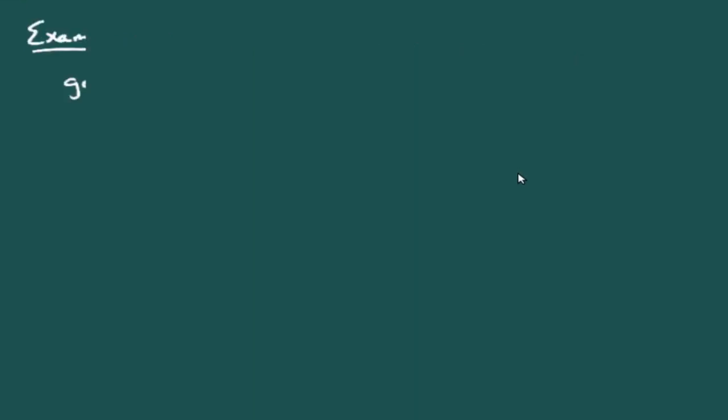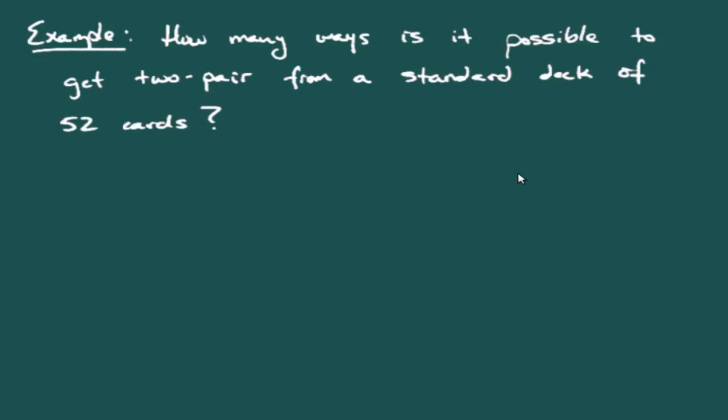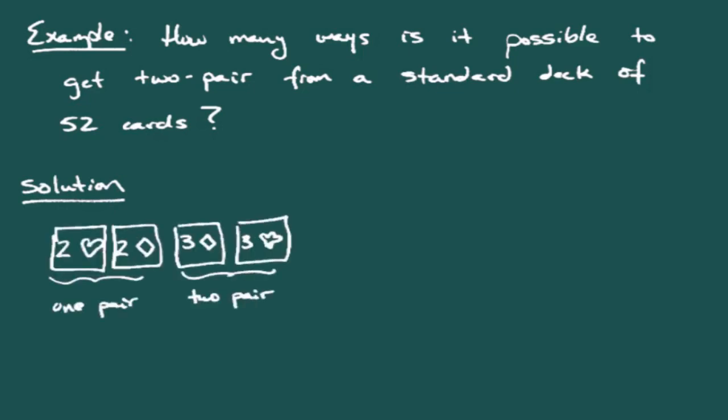Another example along those same lines: we could ask, how many ways is it possible to get 2 pair from a standard deck of 52 cards? Again, assuming that we're being dealt a 5-card hand. An example of 2 pair: suppose someone deals us the first pair, the 2 of hearts and the 2 of diamonds. For the second pair, maybe we get the 3 of diamonds and the 3 of clubs, and then we get some other random card that doesn't match any of the others, maybe the 5 of diamonds. That might be an example of a hand where we have 2 pair.